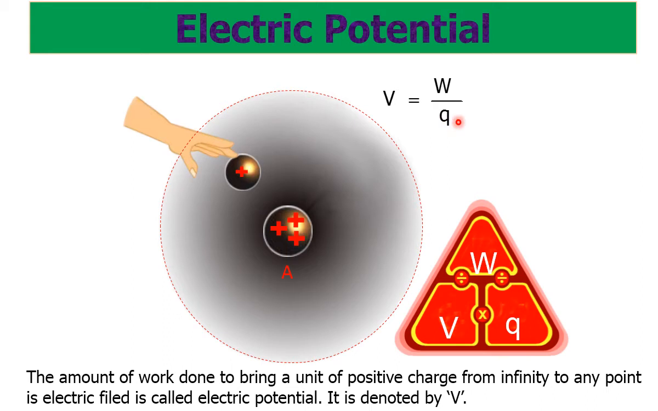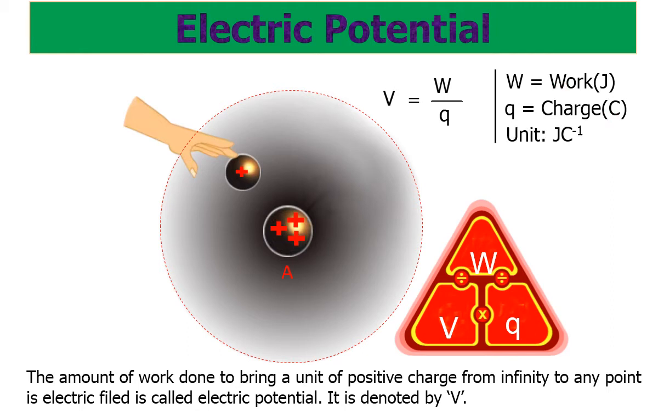And we can write here the formula. If W amount of work is done to bring Q amount of charge from infinity to any point of the electric field, then the formula will be V equals W by Q. Here W is the work done, which unit is joule, Q is charge, which unit is coulomb. And if we put the unit of work done and charge in the formula of electric potential, then we can write the unit of electric potential is joule per coulomb. There is another unit of electric potential which is volt.